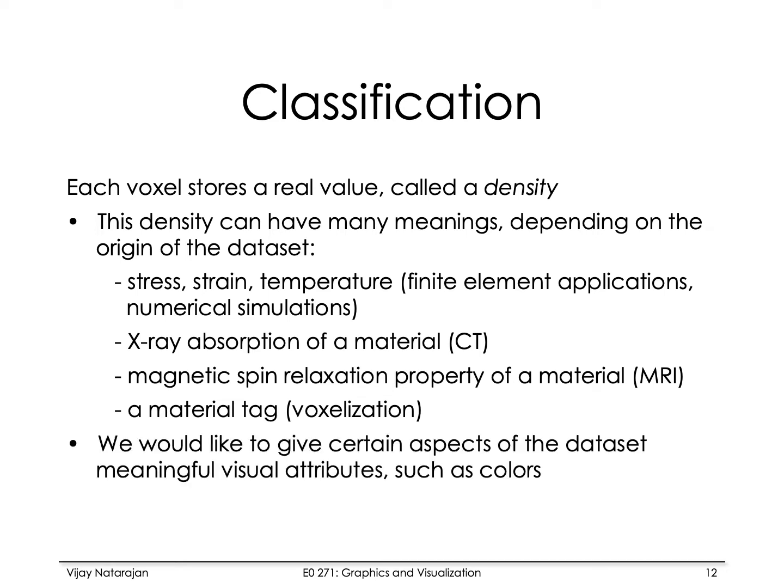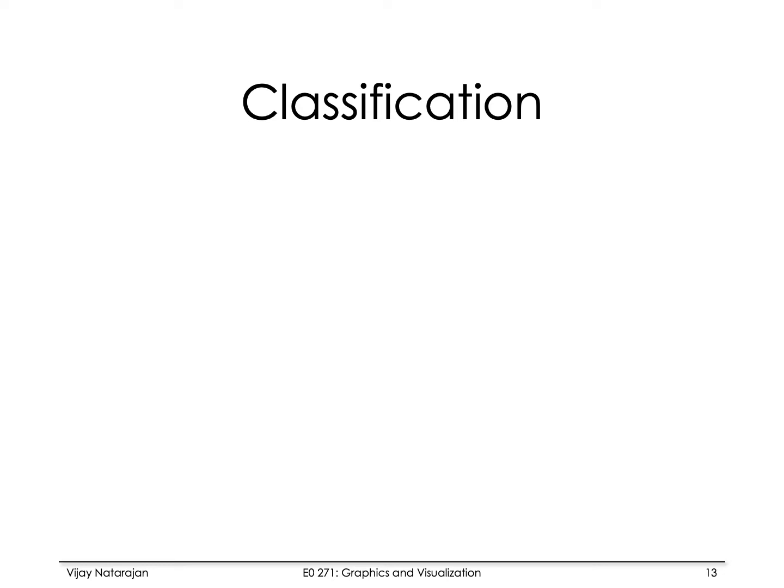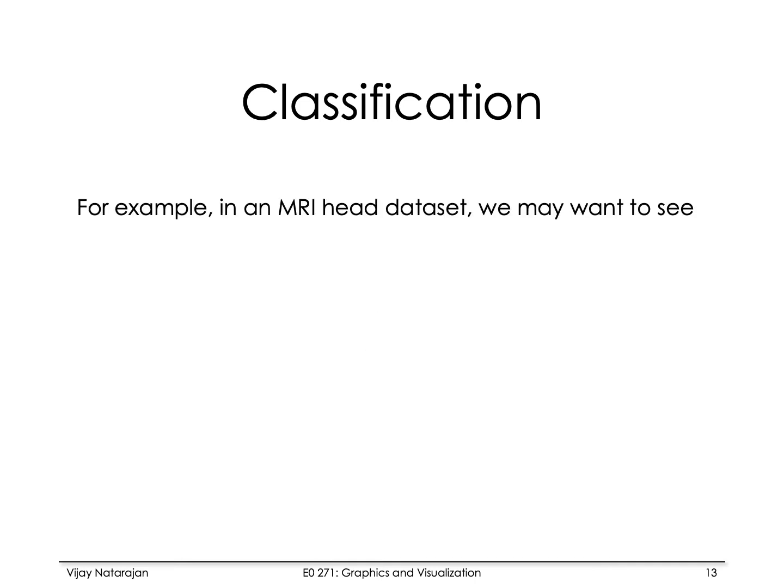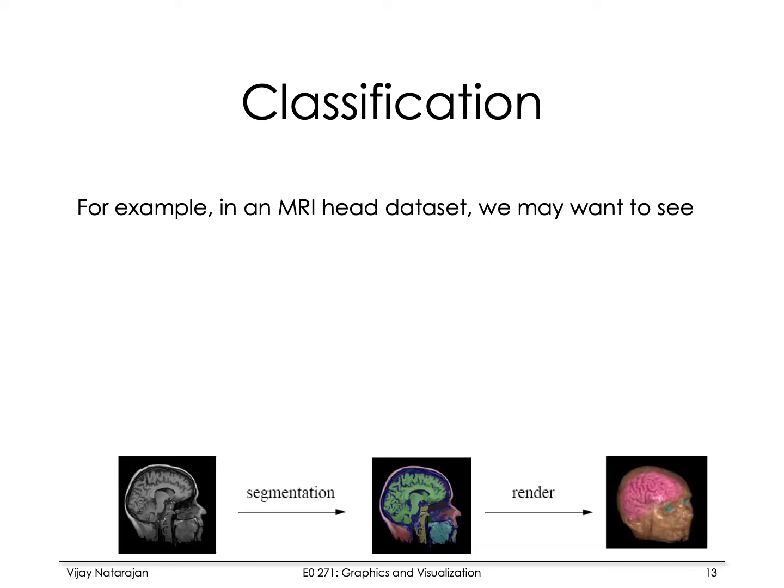In all these cases, we would like to assign different visual attributes to the voxels or the scalar values in the data. So for example, in an MRI data set, for example, MRI of a head, we may want to see the different parts of the head with different colors. And the way we would identify the different parts is via some segmentation applied on the data.